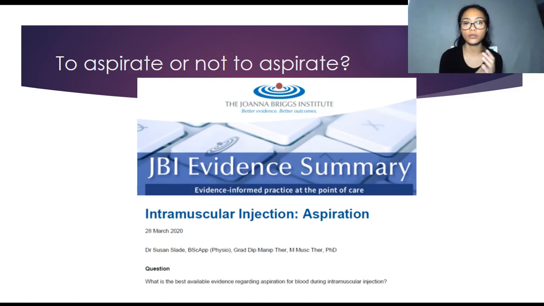It's considered a controversial procedure, and really what it aims to do is to prevent or avoid intramuscular injections being inadvertently delivered into a blood vessel. That's what we're looking for. We don't want to see blood in the syringe, and that way we know we're in the right spot.